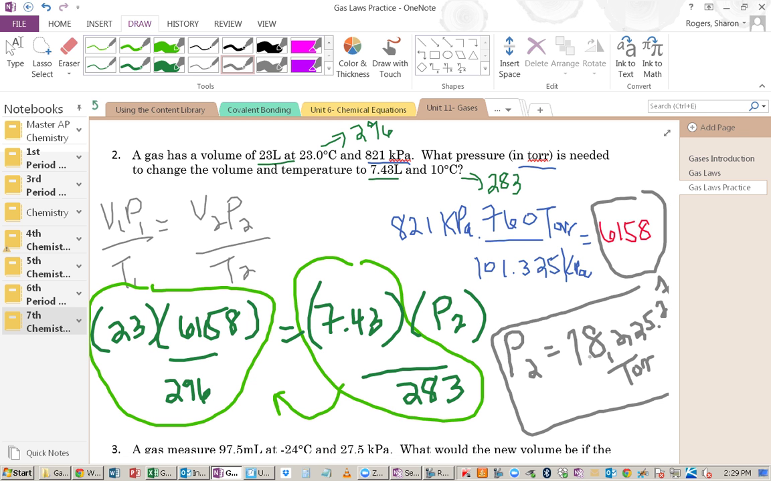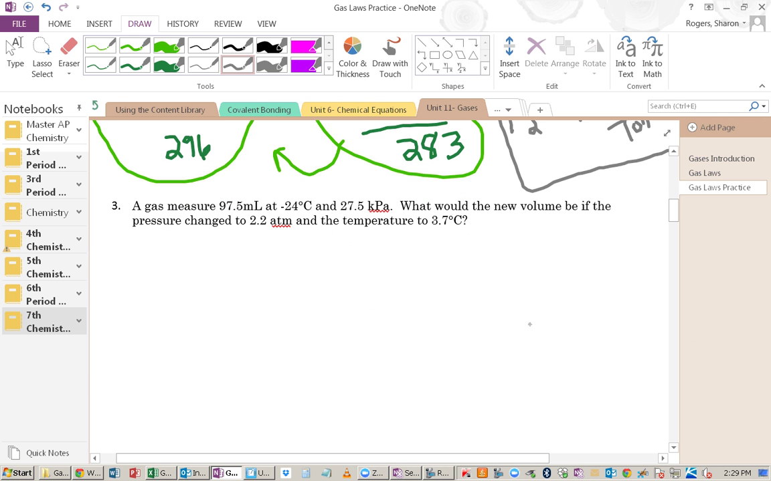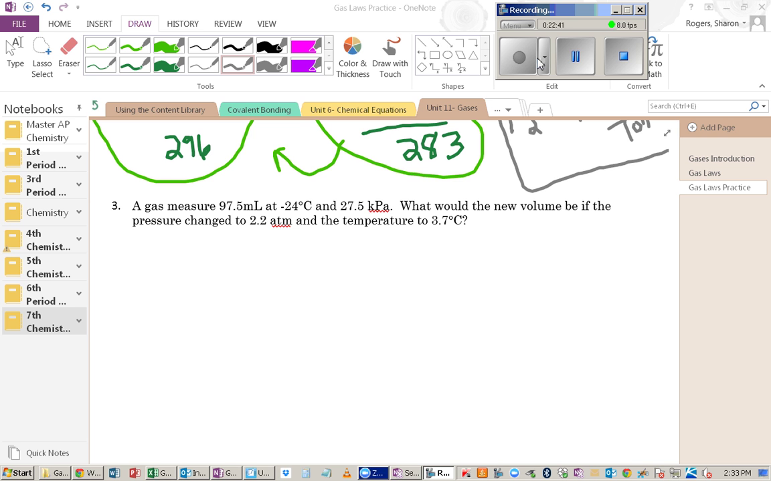All right, number 3 is also a combined gas law question, and I want you to do that problem. That's the one problem you're going to do in class. While you're working on that, I'm going to go ahead and pause the video. All right, here we go.